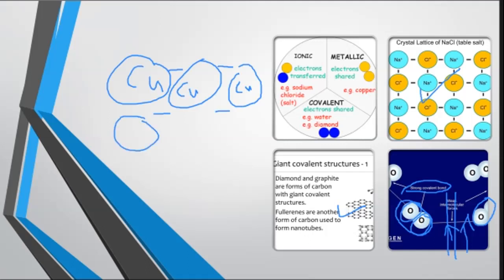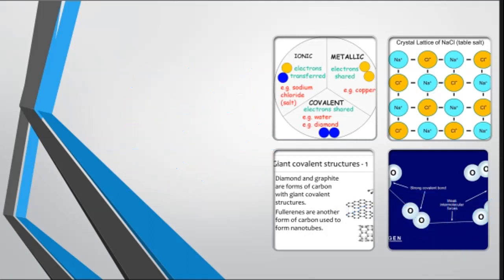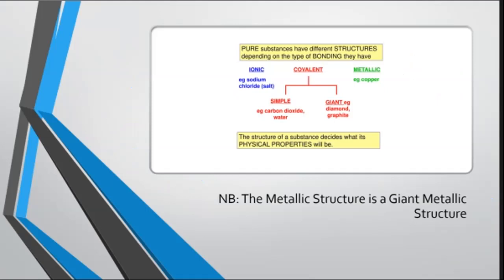So surrounding the metals, you'd have electrons all around, mobile electrons. And it's because of this that metals are able to conduct electricity. All right, so with that in mind, we consider the different types of bonding we have. We have ionic bonding, and this is a giant structure.